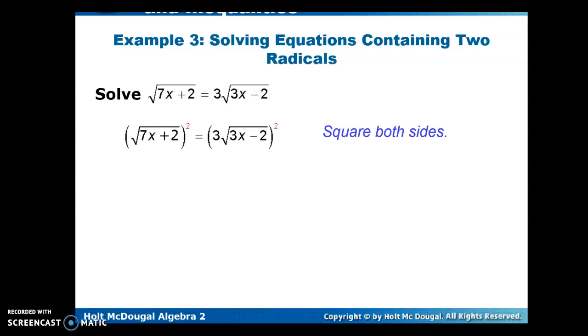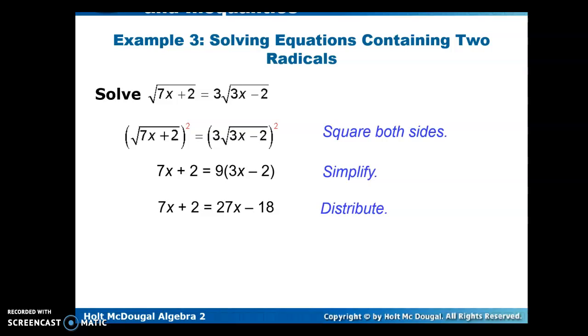Okay, the square and the square root on the left side are going to cancel each other out. The square on the right side is going to make the 3 become a 9, and it's going to cancel out with the other square root. So look at that closely. Okay. Now I'm going to distribute the 9. Now I'm going to get the x's on one side. Subtract 7x from both sides and add 18 to both sides. Then divide by 20.